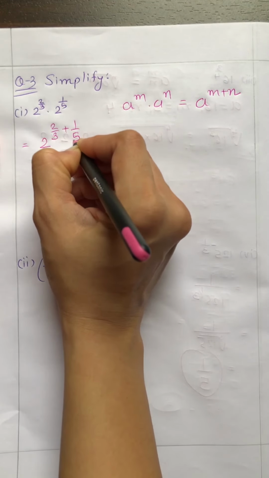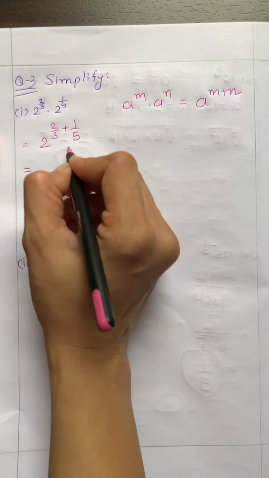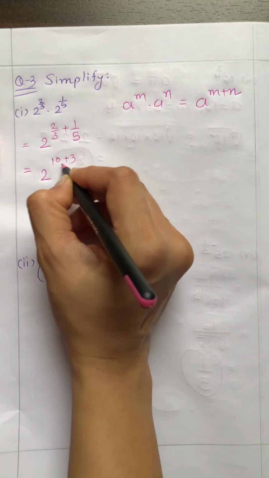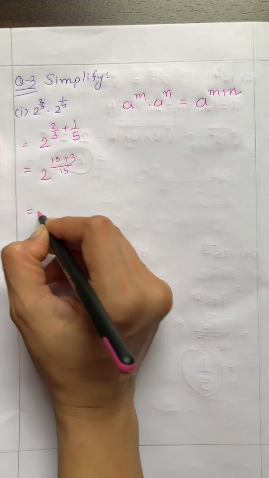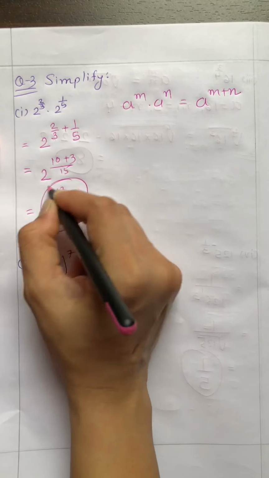Now we take the LCM and move ahead. 2 raised to 10 plus 3 upon 15. So final answer is 2 raised to 13 upon 15. Here is the answer.